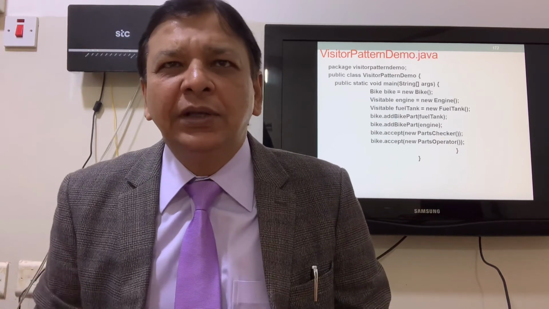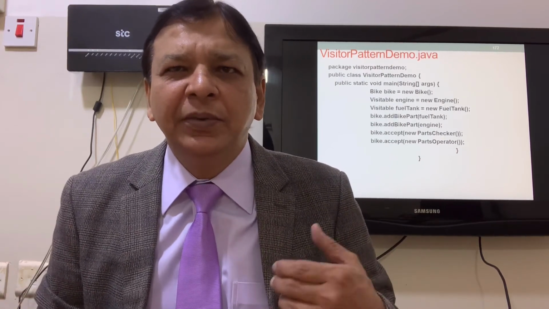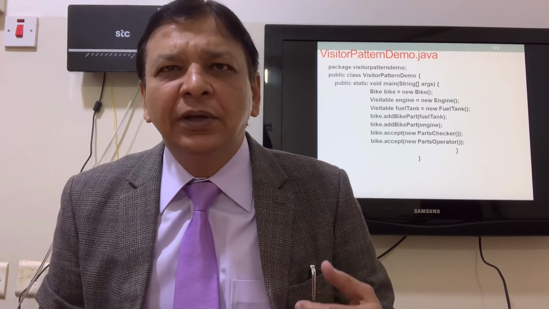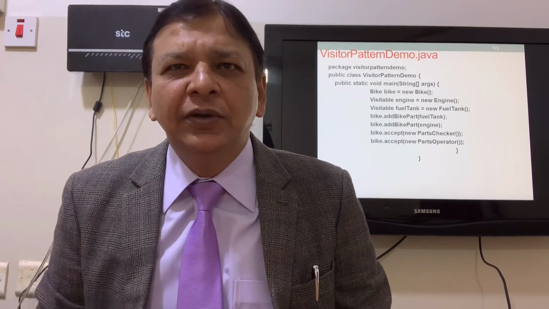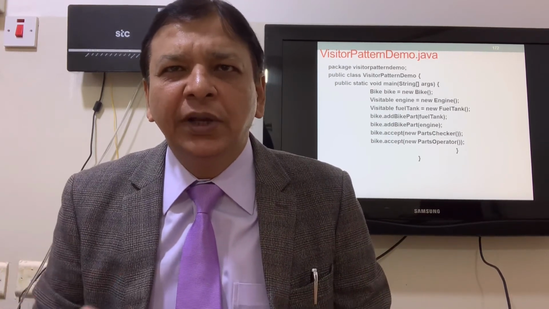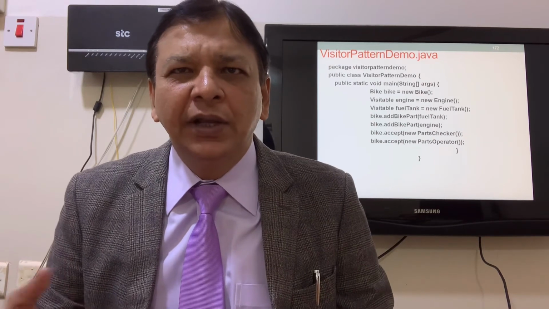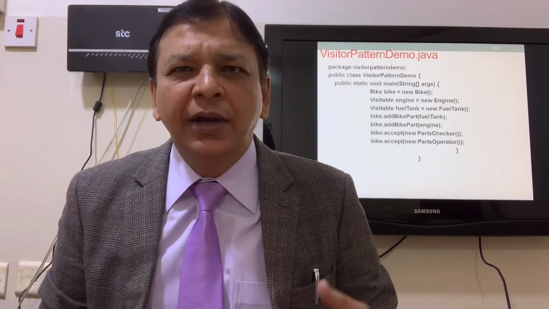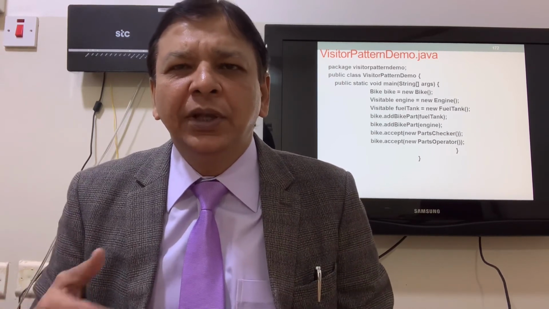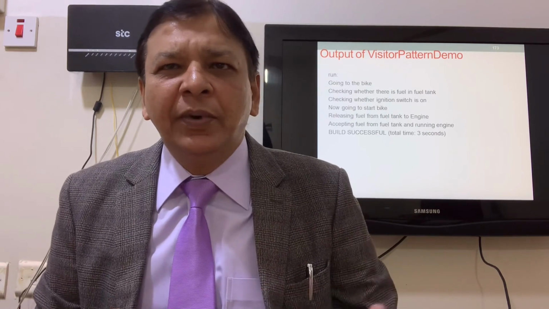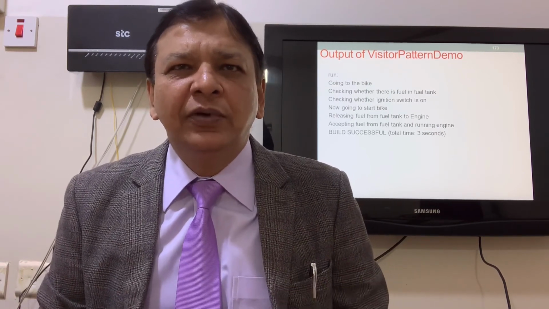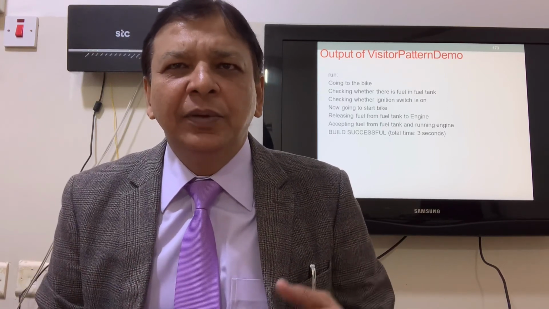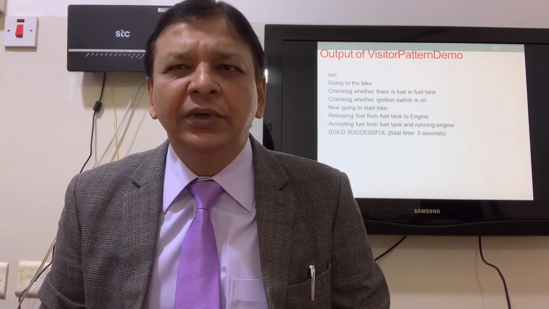VisitorPatternDemo.java: public class VisitorPatternDemo, public static void main(String[] args), Bike bike is new Bike, Visitable engine is new Engine, Visitable fuelTank is new FuelTank, bike.addBikePart(fuelTank), bike.addBikePart(engine), bike.accept(new PartsChecker), bike.accept(new PartsOperator), close the main, close the class. Our output is: going to the bike, checking whether there is fuel in the fuel tank, checking whether ignition switch is on, now going to start the bike, releasing fuel from the fuel tank to engine, accepting fuel from the fuel tank and running engine.